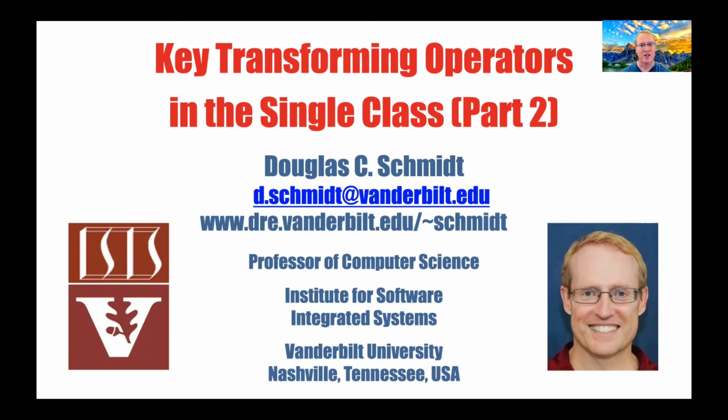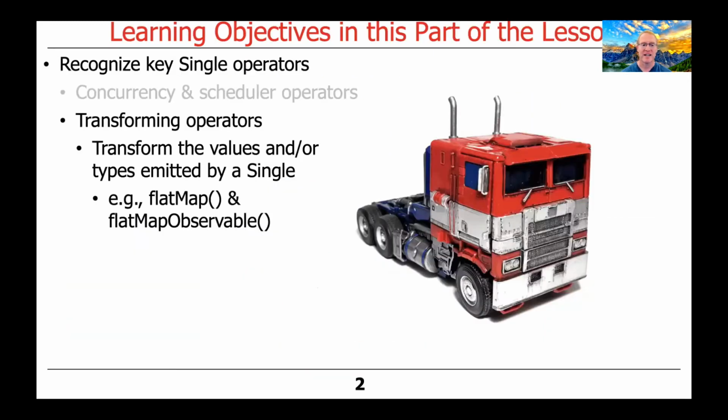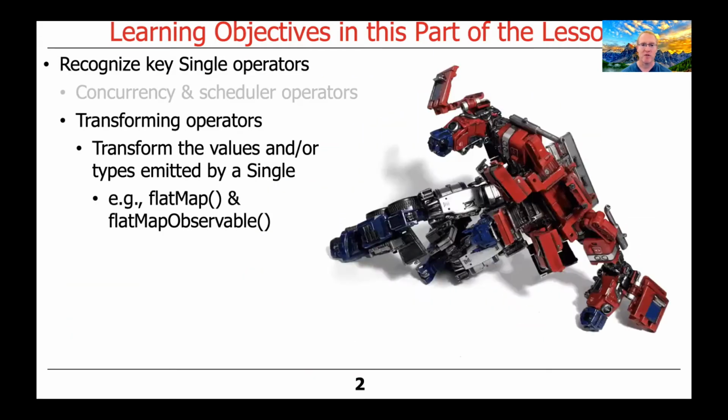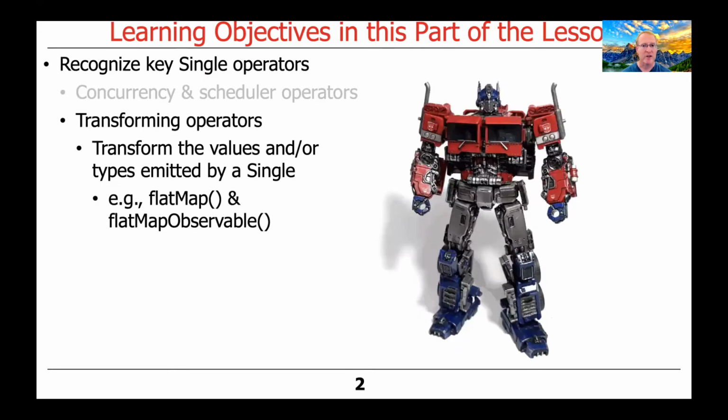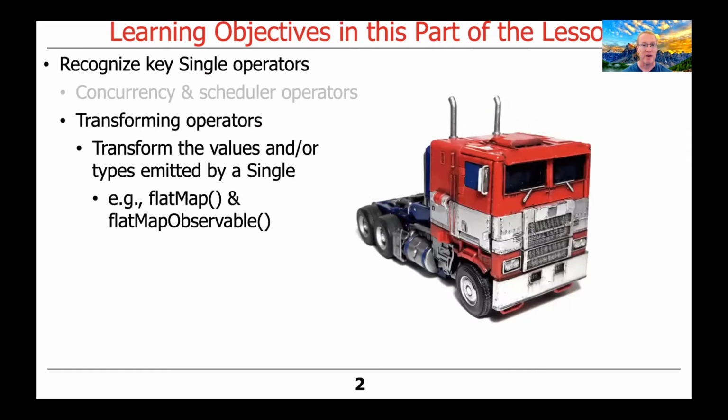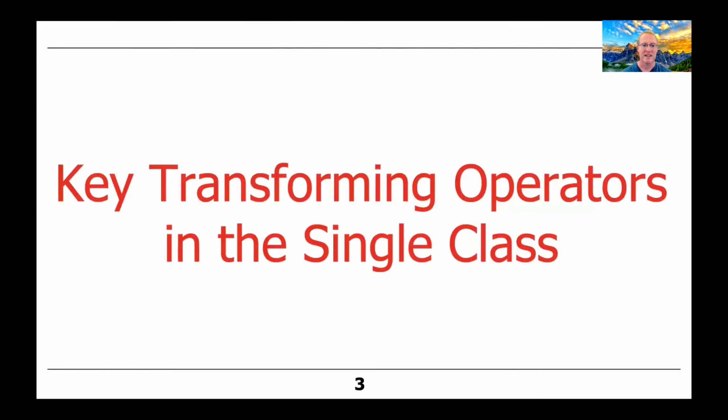We're now going to turn our attention to part 2 of our discussion on key transforming operators that are defined in RxJava's Single class. These operators can be used to transform the values and/or types that are emitted by a Single. And we'll be talking about the flatMap and flatMapObservable operators in this part of the lesson.